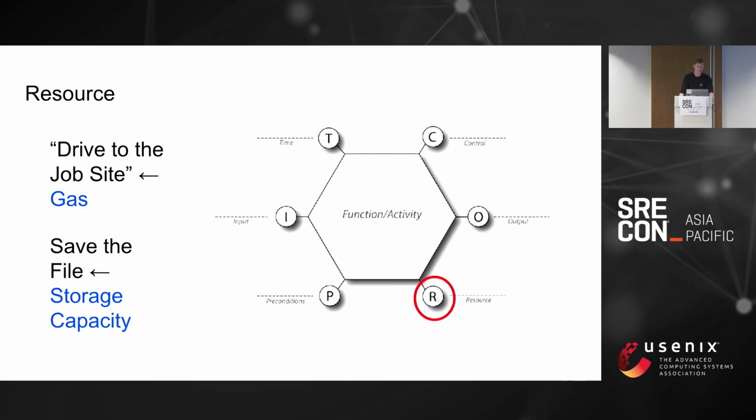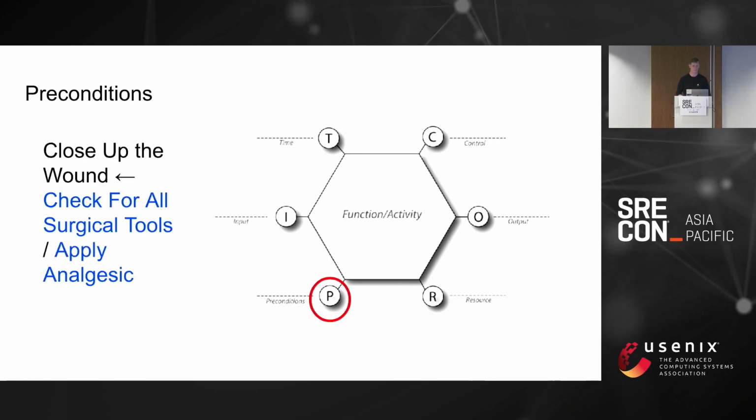But what's the next piece? Resources. These are consumable things necessary for your function to be carried out. For the function drive to the job site, it would be gas. For the function save the file, it's storage capacity. These are things necessary for the function that can be exhausted. Not every function has them, but many do.